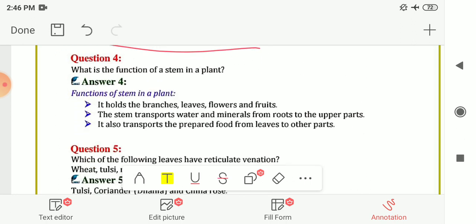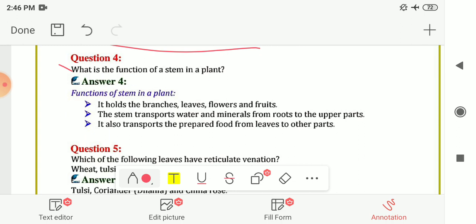Next, question number 4. What is the function of stem in a plant? So here the answer is given to you. The functions of stem in a plant: first, it holds the branches, leaves, flowers and fruits. Another one is that the stem transports water and minerals from roots to the upper parts.